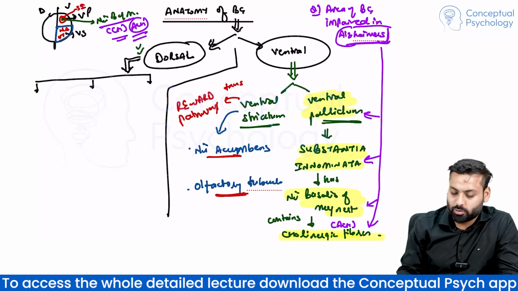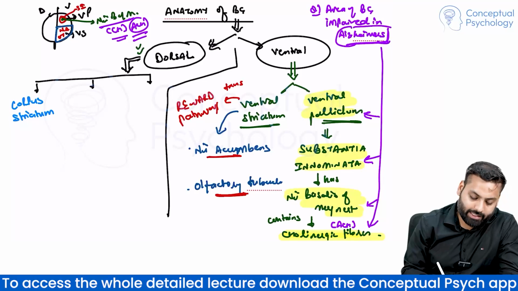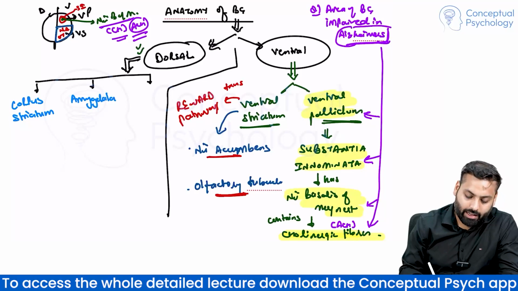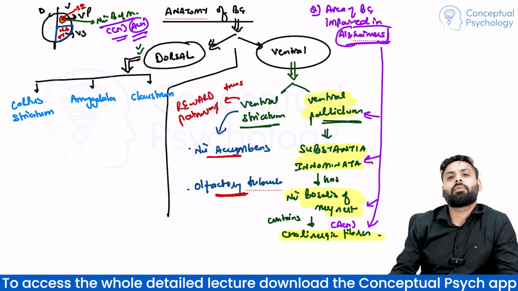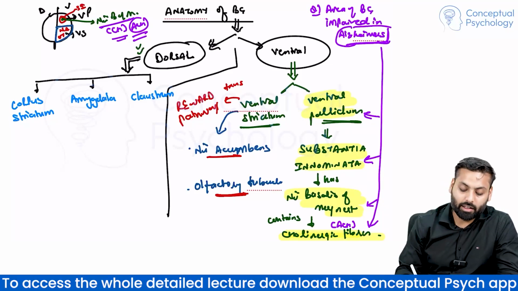Basically these three things together are called dorsal basal ganglia. One is corpus striatum, other is amygdala, and third is claustrum. Okay, these three things together are known as what? Basal ganglia, this dorsal basal ganglia.